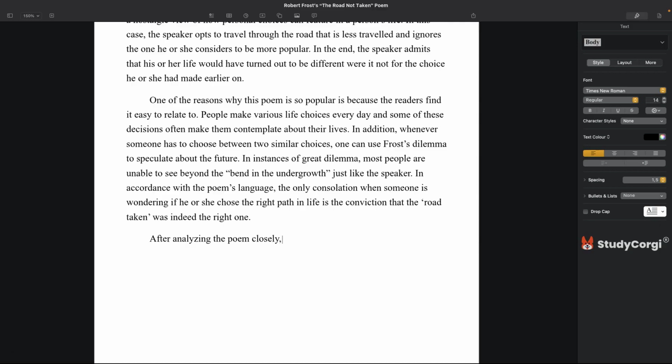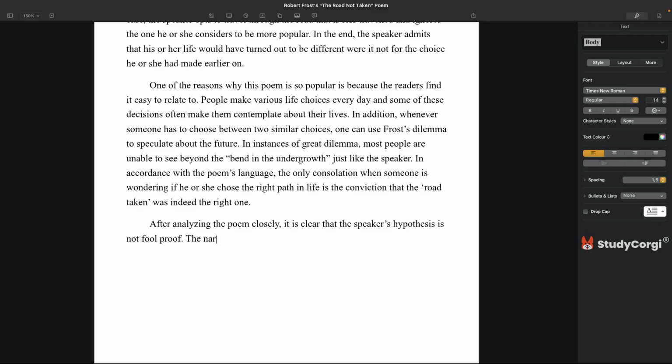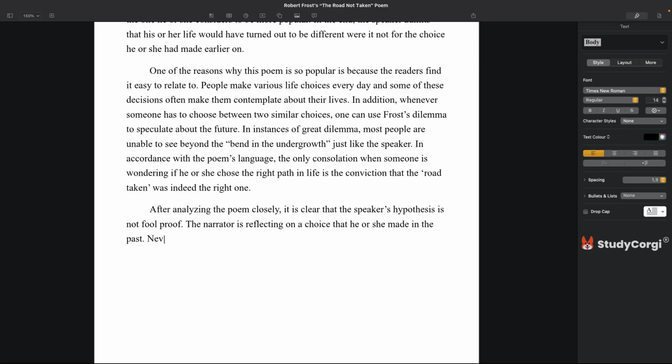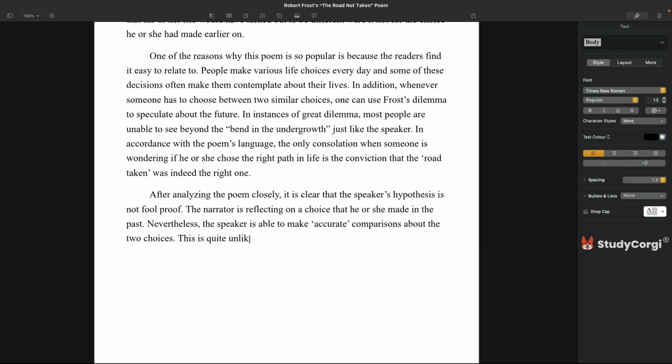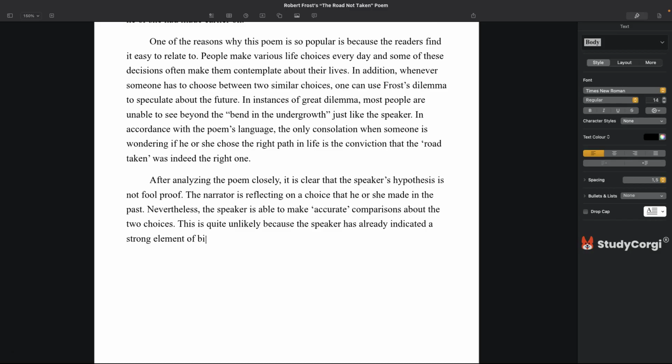After analyzing the poem closely, it is clear that the speaker's hypothesis is not foolproof. The narrator is reflecting on a choice that he or she made in the past. Nevertheless, the speaker is able to make accurate comparisons about the 2 choices. This is quite unlikely because the speaker has already indicated a strong element of bias in his or her claims.